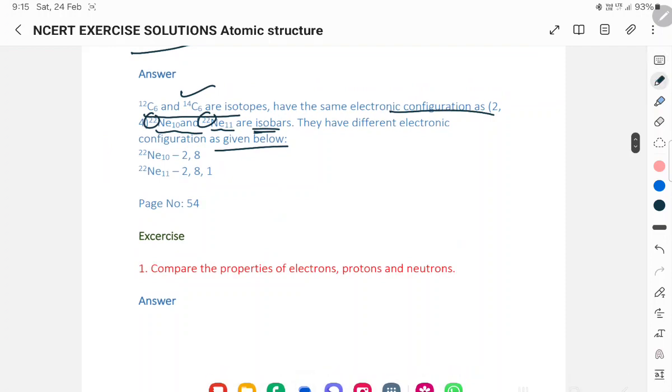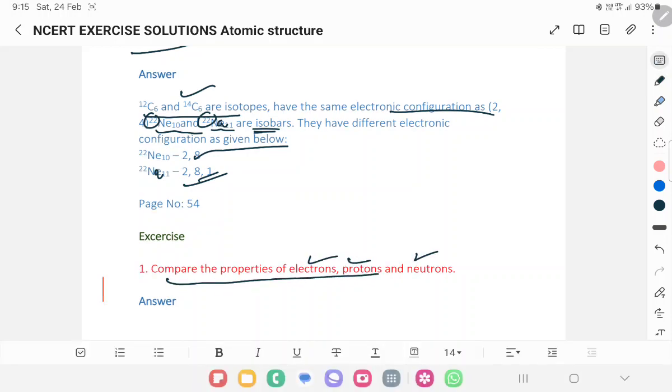Right? So this is not the neon, this will be sodium, right? This will be sodium. So this is the electronic configuration of neon and sodium, right? Compare the properties of electron, proton and neutron.